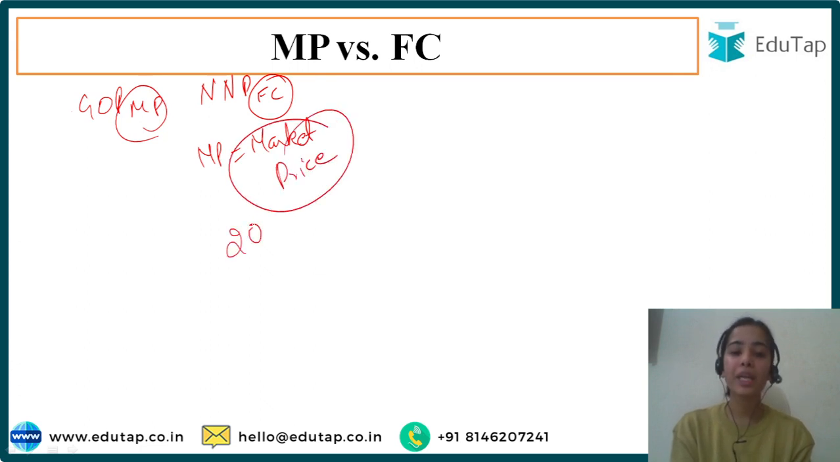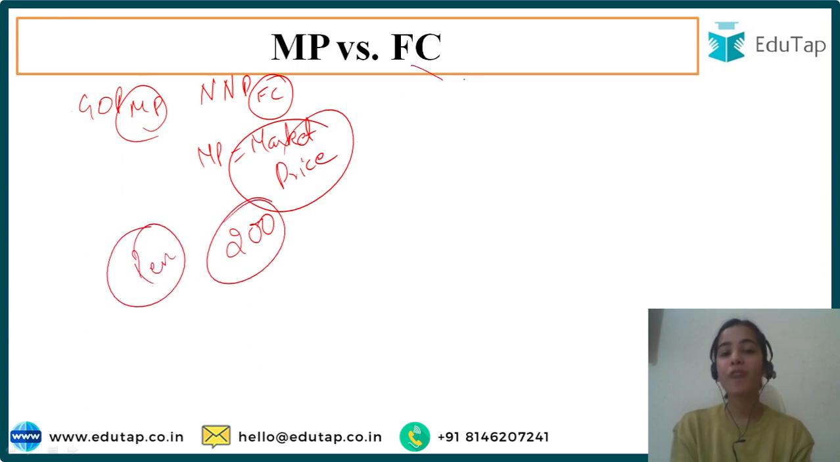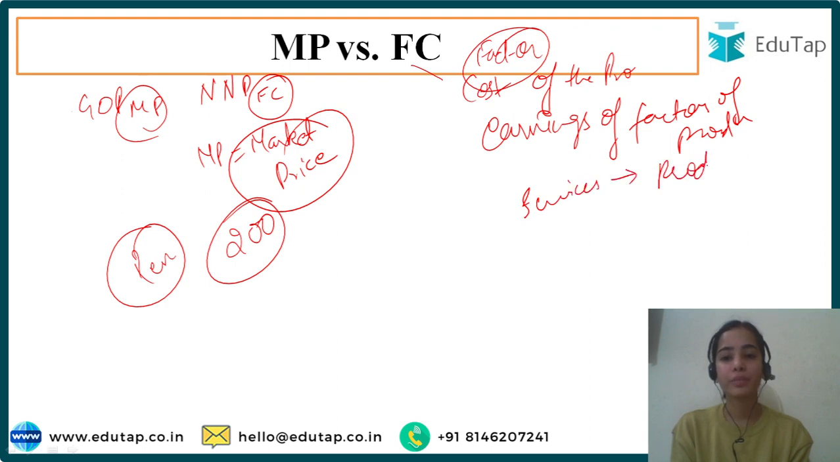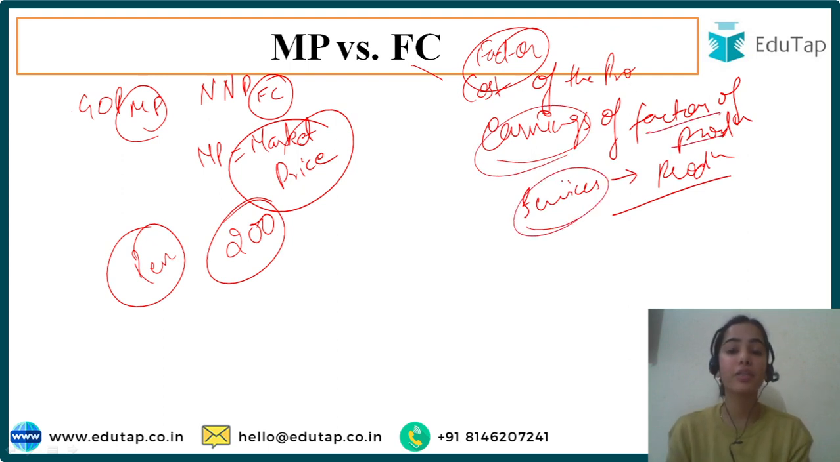So let's say a pen costs 200 rupees, while the factor cost is the cost of production: how much the factors are being paid, the earnings of the factors of production when they are providing their services for the production. So we have to see what are the earnings of the factors of production.